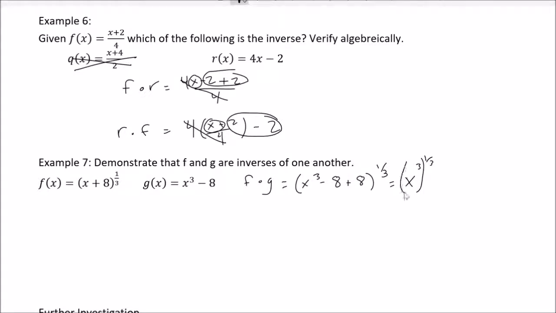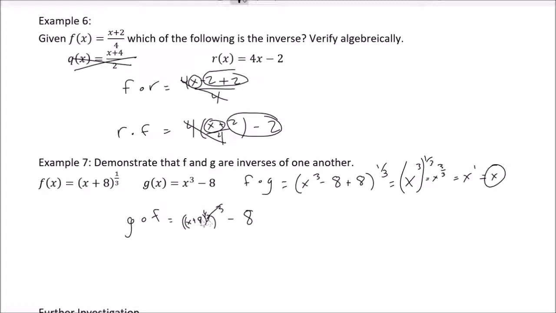We must remember what to do when we have a power to a power. We multiply them. So that would be x to the 3 over 3, which would be x to the 1, which is x. So hey, that worked out. What about doing g of f? In that one, we've got something cubed minus 8. What's the something? That's x plus 8 to the 1/3.